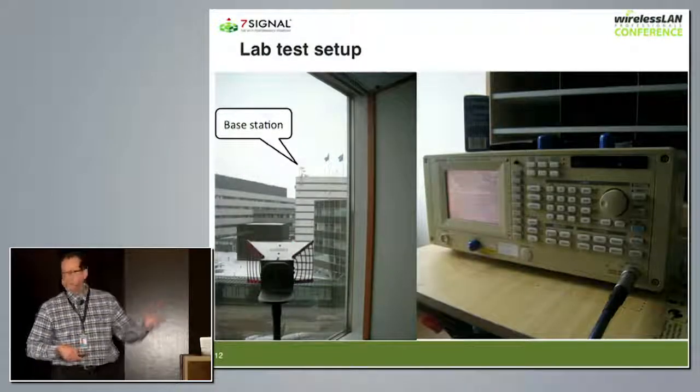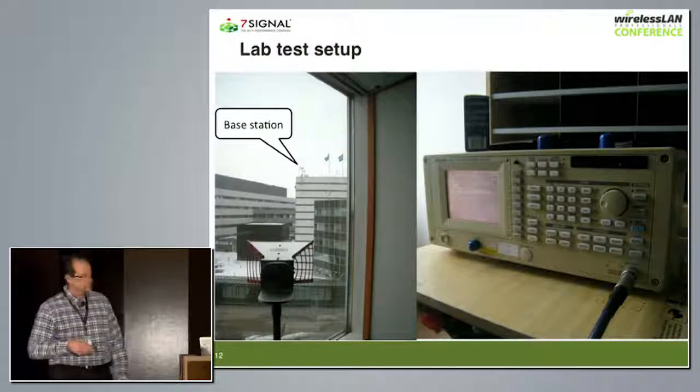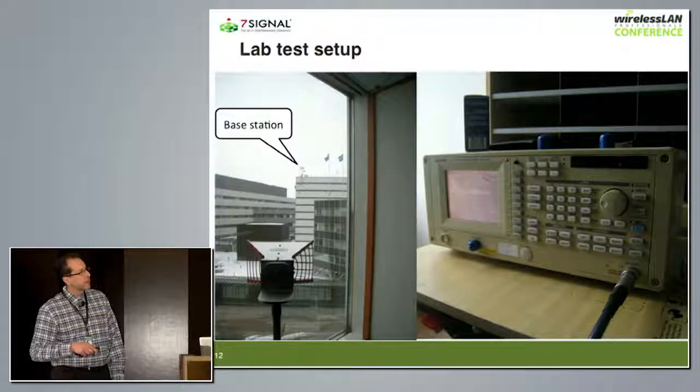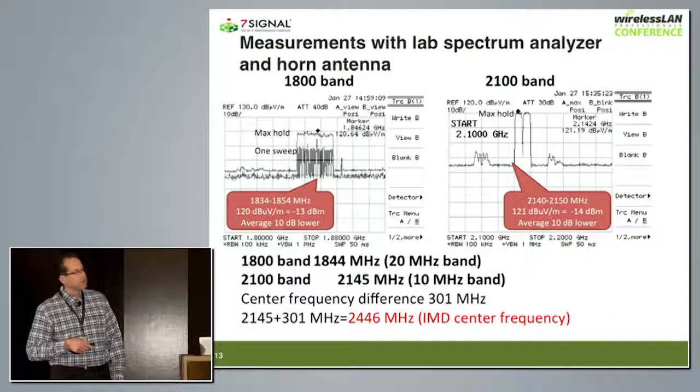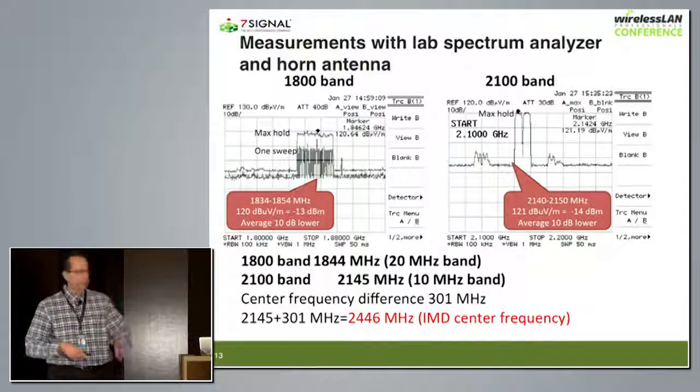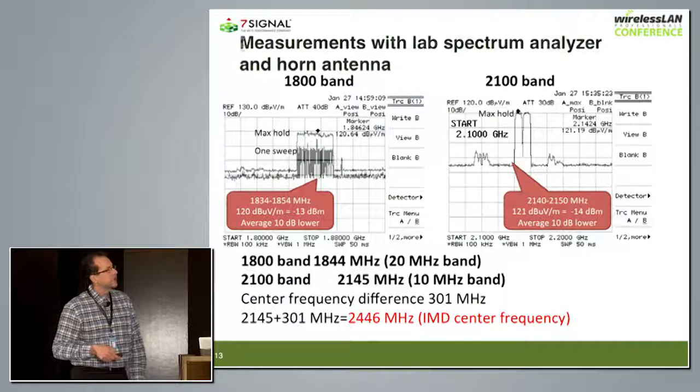Okay, so we did some measurement. We took a lab spectrum analyzer, horn antenna pointing towards the base station here, and took some measurements. What we saw there is that there are those two carriers that I was showing. Signal levels, peak max hold values, minus 13 dBm, both 2100 and 1800 band, and average is about 10 dB lower. So those two carriers are sticking there.